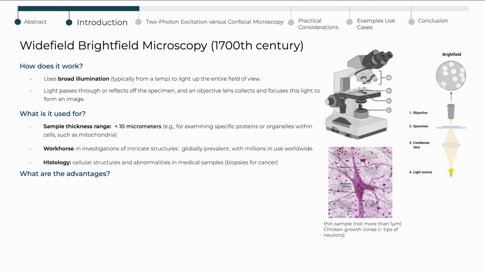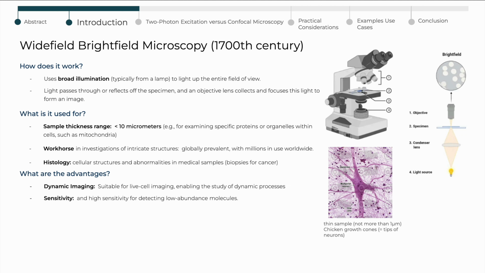And what are the advantages of it? So first, it is well suited for live cell imaging, allowing researchers to observe dynamic processes in real time. This makes it ideal to capture dynamic cellular events such as cell division, cell migration, and so forth. And it also achieves high sensitivity, making it effective for detecting low abundance molecules within cells or tissue.